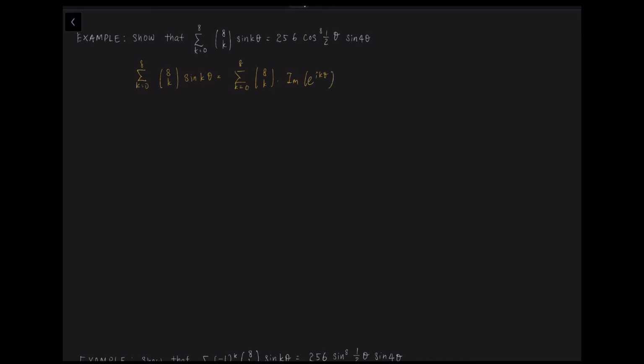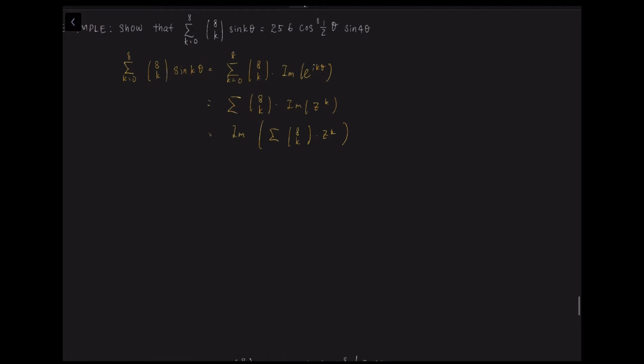And then we know that 8 choose k times z to the power of k is equivalent to 1 plus 1 to the power of 8 times z plus 1 to the power of 7 times z squared, dot dot dot, until you get z to the power of 8. And this is equivalent to the binomial expression of 1 plus z to the power of 8.